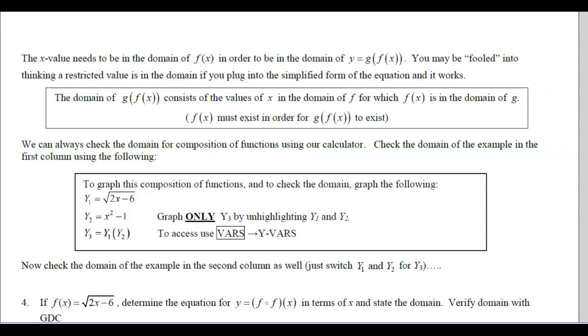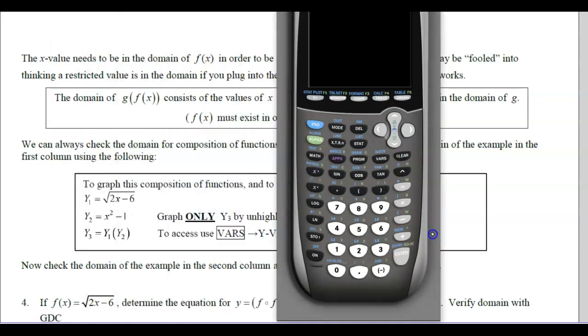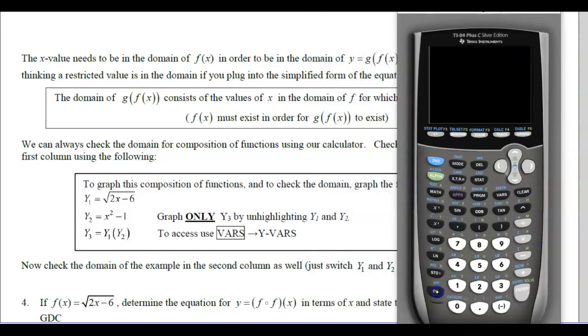The domain of g of f of x consists of the values of x in the domain of f, for which f is in the domain of g. We're working from the inside out. Okay? So we can always check the domain for composition of functions using our calculator. So here's the example that we just did to graph this. So get out your calculator. This is going to be your friend when you're doing these for sure. Always a good way to check.